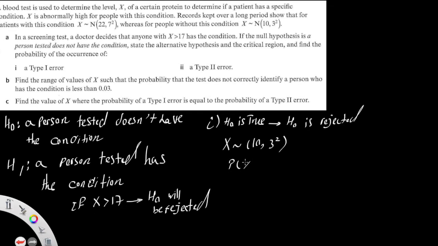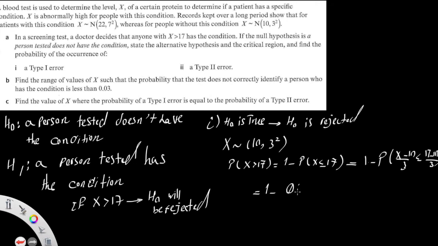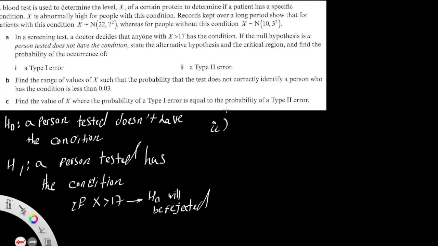So we calculate probability of x greater than 17, which is equal to 1 minus probability of x less or equal to 17, which is 1 minus probability of x, we standardize it, minus 10 divided by 3 less or equal to 17 minus 10 over 3, which is 1 minus phi of 2.333, giving you an answer of 1 minus 0.9902, which is 0.0098.